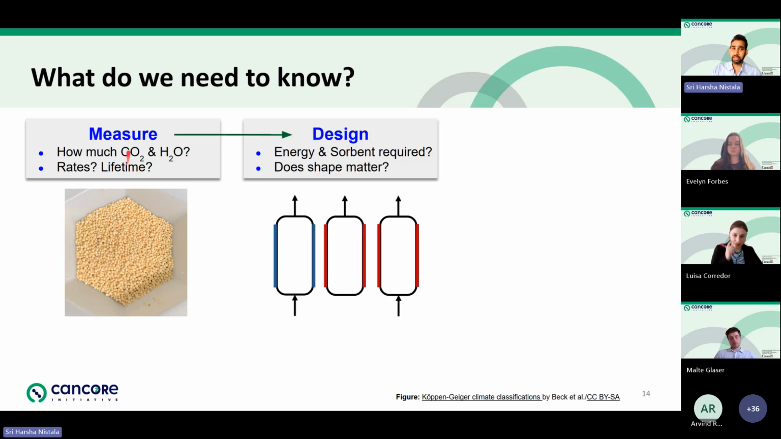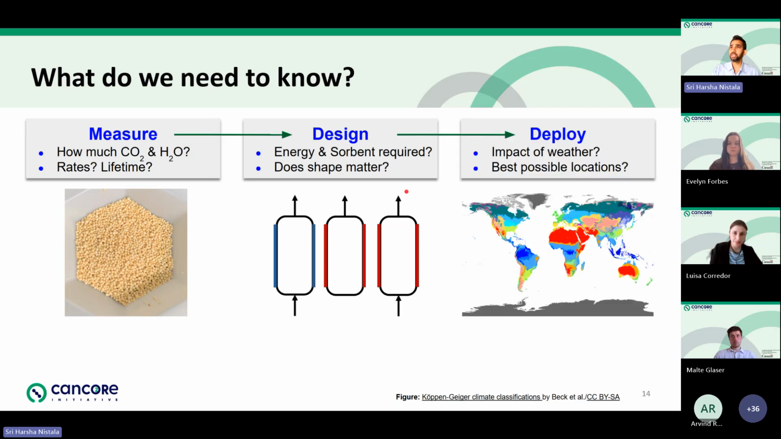All the information that is gathered at the sorbent scale is crucial for designing a DAC process. So at the design stage, we try and answer questions like, what is the minimum amount of energy and sorbent required to make the DAC process work? Does the shape of the sorbent matter? And so on and so forth. And this design information will then be useful for making deployment level decisions. For example, we would like to know answers to questions like, what is the impact of varying weather conditions on the DAC process? Or where is the best possible location to construct a DAC plant?